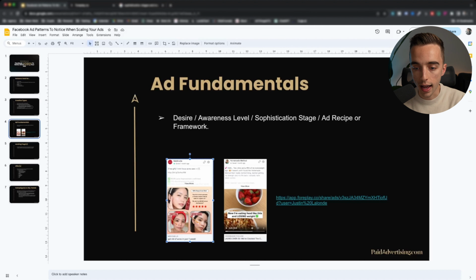Okay, well, I could do the same thing again with my other best winning ads, and maybe I'm gonna spot that I use the before and after like 3 times, and all 3 of these ads perform great. So before and afters are technically like an ad recipe or framework that has worked great for me. Another way to spot ad recipes or frameworks, which I wanted to bring up, is through videos.